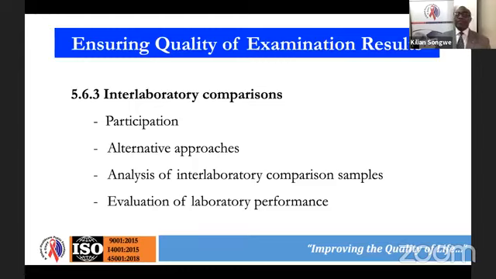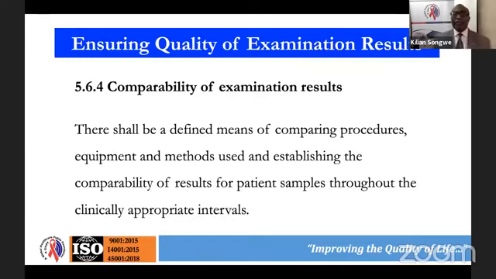And then we talk about interlaboratory comparison. This is more than one or two laboratories exchanging participation. There might be alternative approaches if they are running a test that is not actually approved or known or common. They have to be able to show that because we are doing a test which does not have quality controls or external quality assurance material available, this is what they're doing to ensure that the quality of the examination results is still as reliable as it's supposed to be. Analysis of interlaboratory comparison samples is important to do because it does the same thing. Evaluation of laboratory performance: how has your laboratory been doing over the last seasons? And one of the other things here is comparability of examination results.